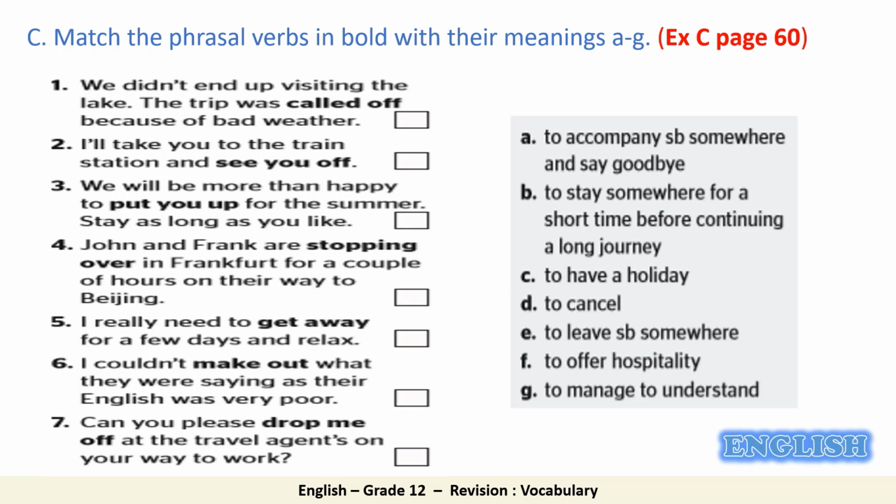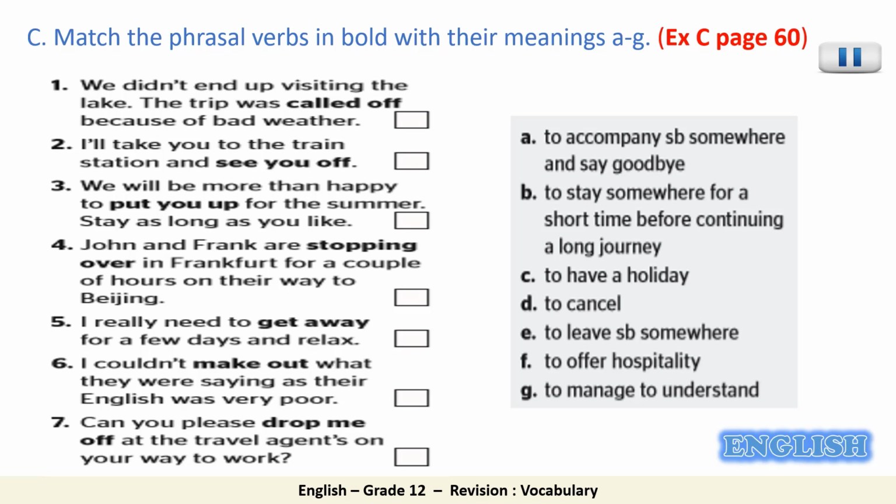A phrasal verb is a verb plus a preposition or adverb which creates a meaning different from the original verb. For example, break down, check out, check in, fall down, etc. In this activity, we will match the phrasal verbs in bold with their meanings A to G. Please stop the video and do the task.